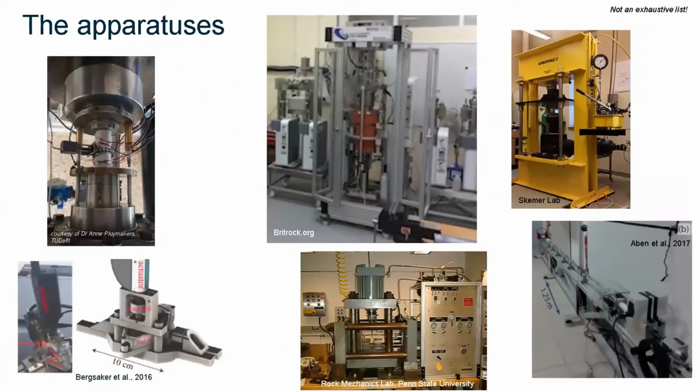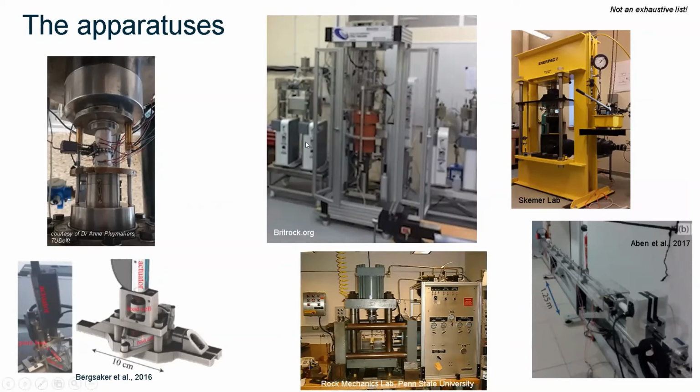This is a very small sample of various apparatuses that are available across the world, and of course within EPOS MSL as well. So we have a simple test which is performed using a uniaxial compressive strength apparatus, which is shown here on the top left.